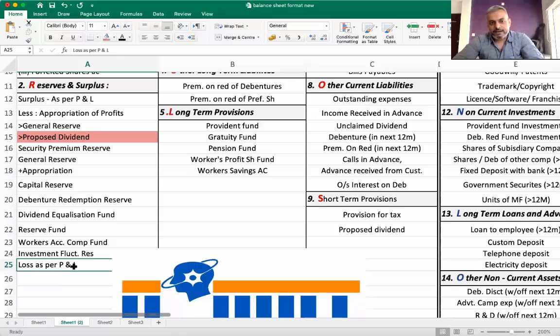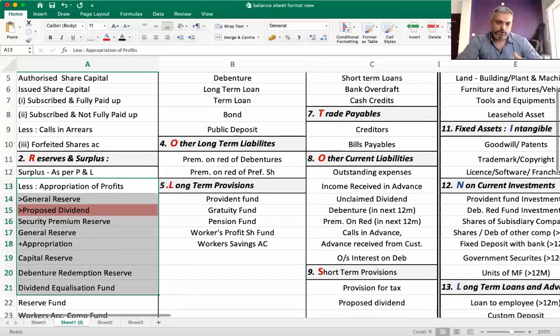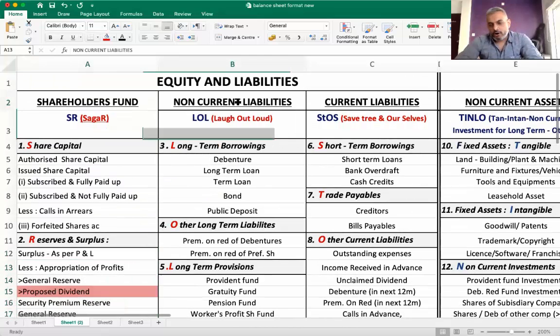And if there is any loss, come to page number 128. You can see this loss amount is written in brackets, so I'll make it red. If there is any loss, we have to deduct it from these reserves and surplus. That's why I've made it red. You can see on page number 128, it is written in brackets. So this is shareholders fund, where you have share capital as a subheading, and you have reserve and surplus as a subheading. And in that note number 1, note number 2, you have these various items which you have to remember. Then coming to non-current liabilities.